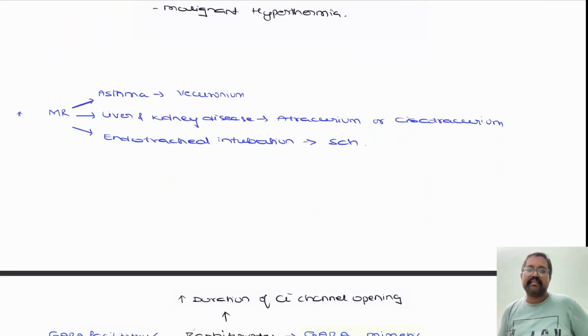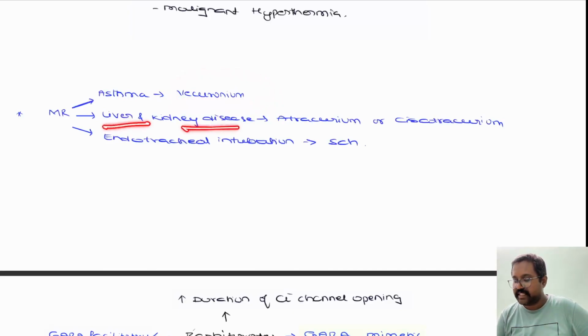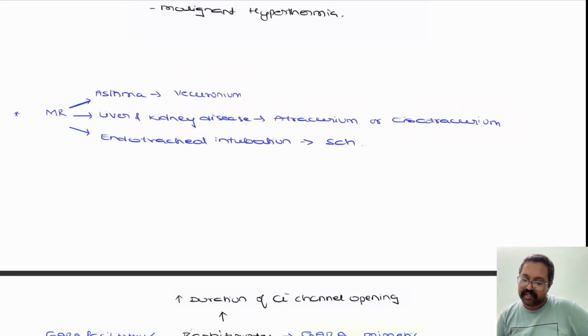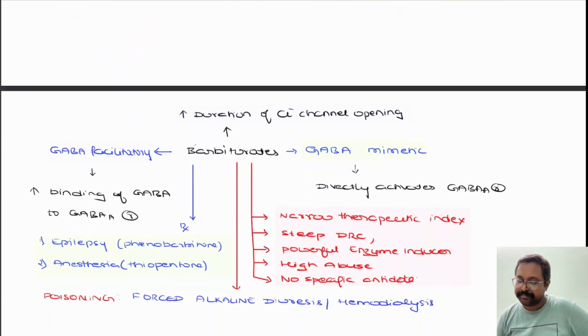So coming to the muscle relaxants. Which are the drugs which are preferred as a muscle relaxant during surgeries? In case of asthma, we use vecuronium as the preferred muscle relaxant. In case of liver and kidney diseases, atracurium and cisatracurium are preferred. And for endotracheal intubation, we choose succinylcholine.